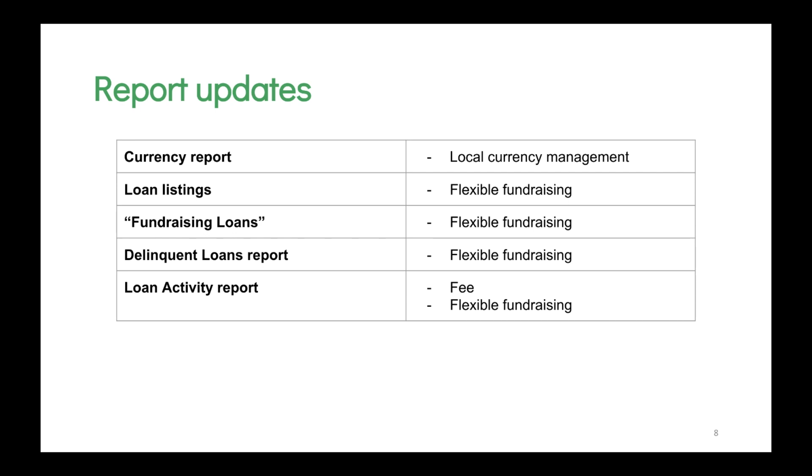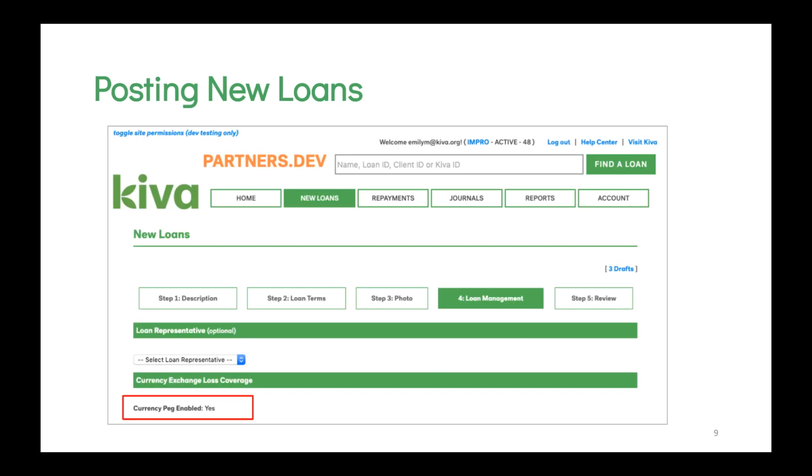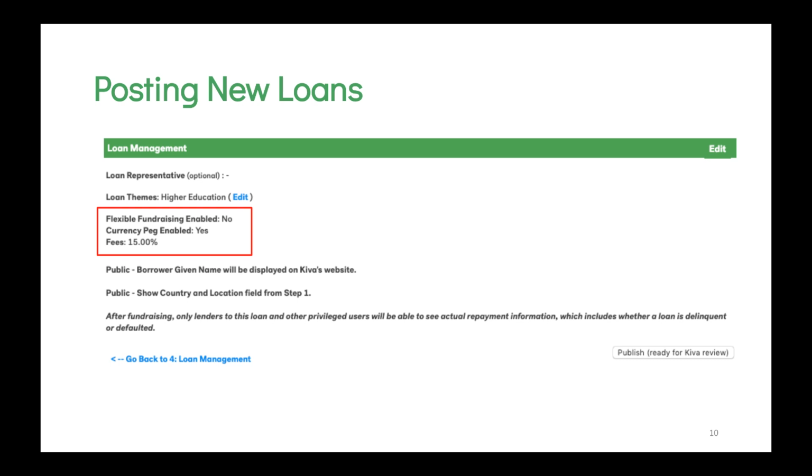Let's learn about what's changed when posting new loans. You are now able to see various product parameters when you create new loans in PA2. The Loan Theme field for each loan sets these parameters. On step 4, you will see which local currency option is enabled. In the review stage, step 5, you will notice a summary of the loan, including if flexible fundraising is enabled, which local currency option is enabled, and what the fee is for the loan theme type.